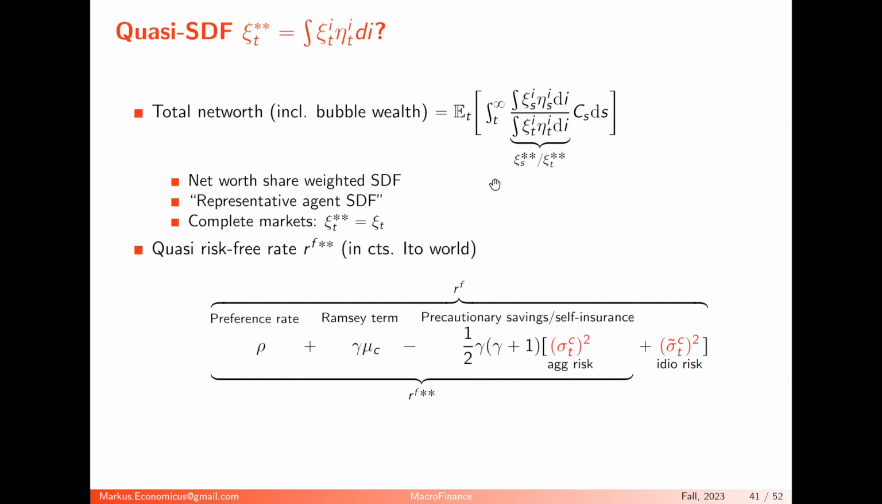This new SDF is essentially the SDF of the representative agent. So if I were to price an aggregate consumption stream as a whole and say, what is the total wealth in the economy, which is the physical capital wealth plus the bubbly government bond wealth, and this whole thing has to be supported by the aggregate consumption stream, then if I discount with the new SDF, I get my total net worth of the economy. So it's the representative agent SDF in this incomplete market setting.